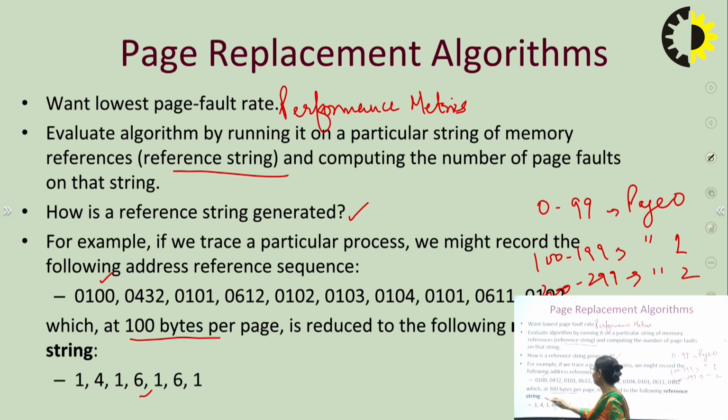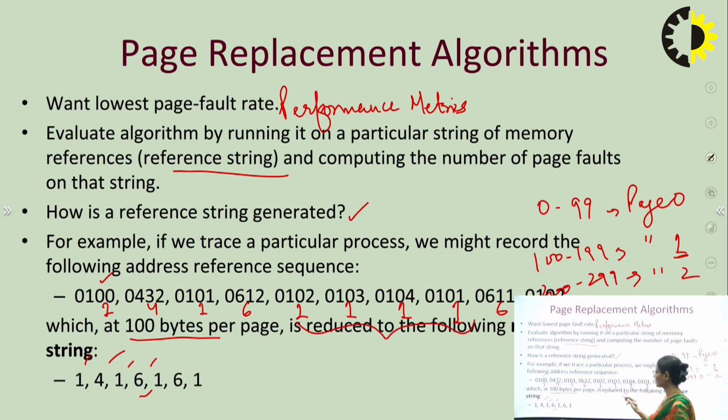Address 0100 implies that my page number is 1, so here it comes 1. This is on page 4, this is again on page 1, this is on page number 6, this again 1, again 1, again 1, again 1, this is 6, and this is 1. So how did my string get generated? 1, 4, 1, 6.